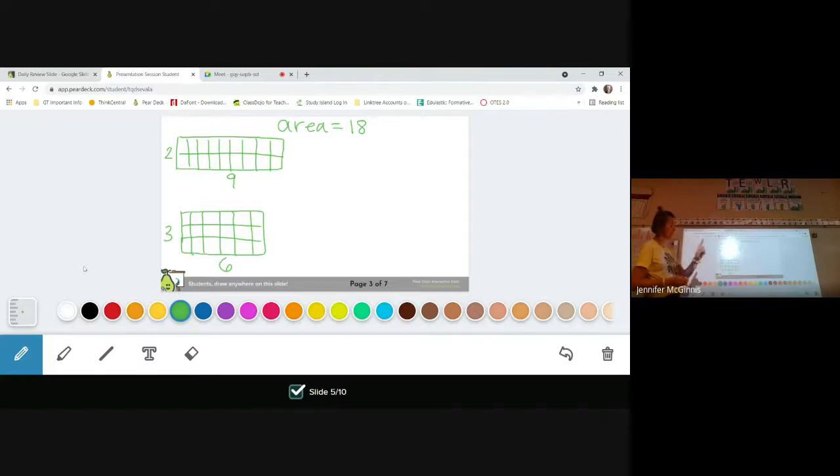Make sure it's a rectangle and that the boxes inside your rectangle equal 18. Is that going to equal 18? 4 plus 4 plus 4 plus 4. But we haven't been doing any adding though. I know, but we haven't been adding these. That's not how you find area. Area is 4 times 4.